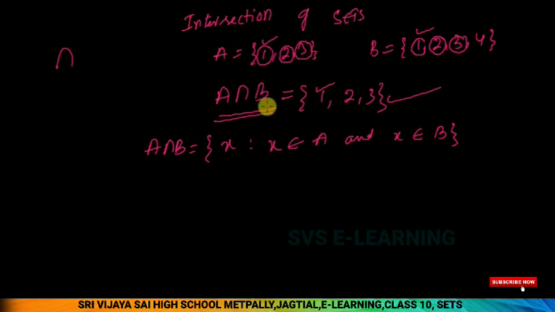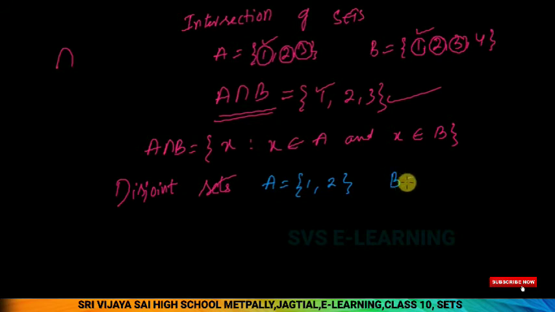Now let us learn about disjoint sets. Let us say I have a set A here which contains the elements 1 and 2, and I have a set B which contains the elements 3 and 5. Please remember the elements in a set are separated by the comma symbol. So I have a set A which contains elements 1 and 2. I have a set B which contains the elements 3 and 5.